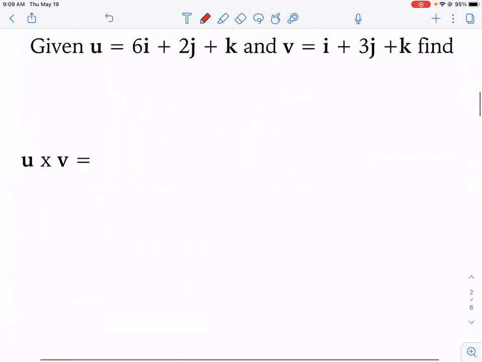Okay, so let's go ahead and write down vector u is 6i plus 2j plus k, and vector v is i plus 3j plus k. Write it down.